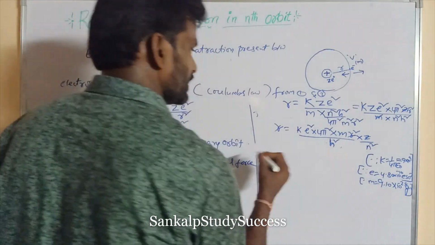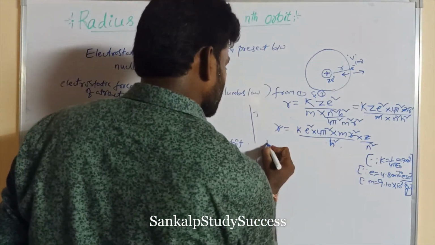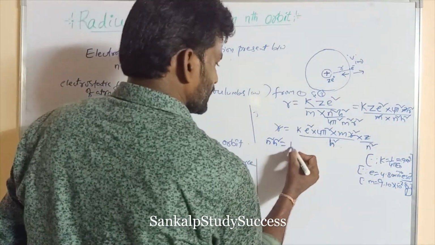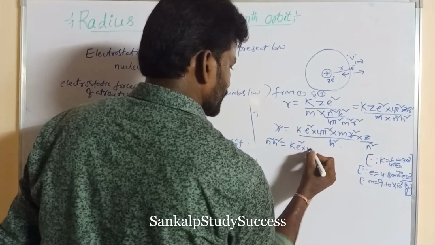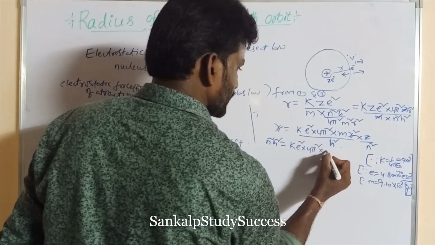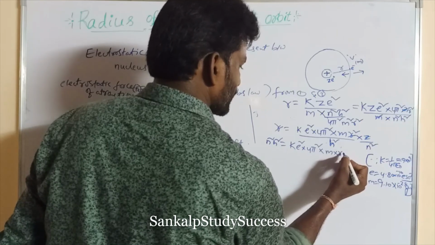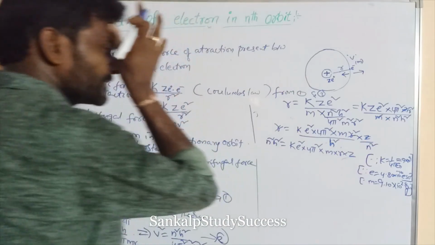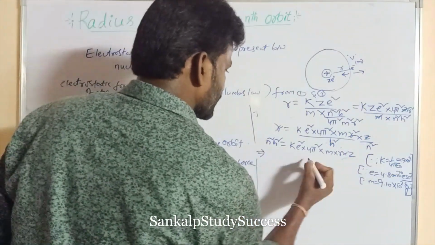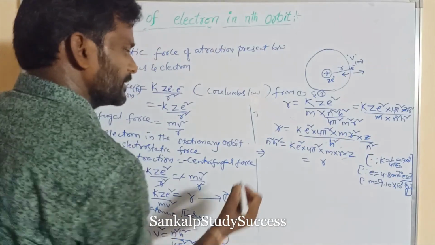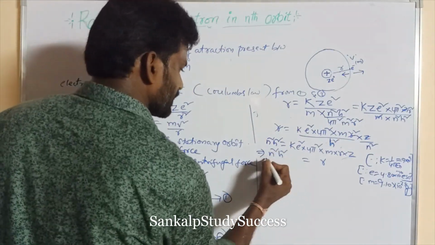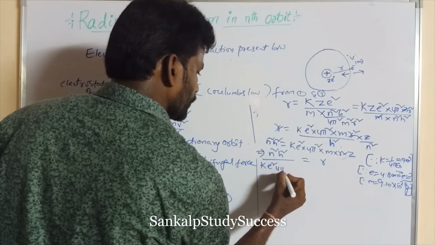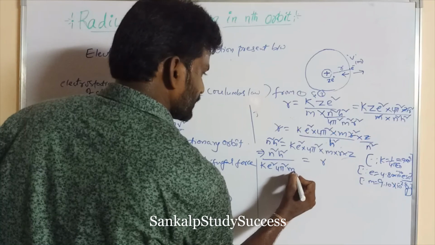What is remaining? n square h square is equal to k into e square into 4 pi square into m into r into z into z. Now R is equal to n square h square by k into e square into 4 pi square into mZ.